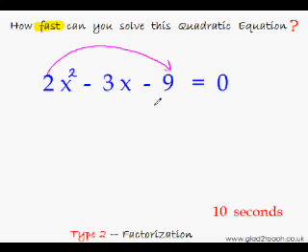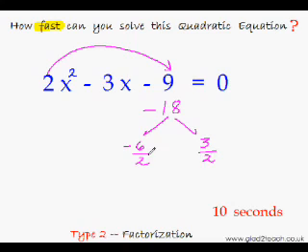2 times minus 9 is minus 18. 2 factors of 18 whose sum or difference is 3 would be... adjusting the signs, it would be negative 6 and positive 3. Now dividing by this coefficient 2, and this fraction can be written as... so these are the factors. Just change the signs and we have solved the equation. x equal to minus 3 over 2 and x equal to 3.